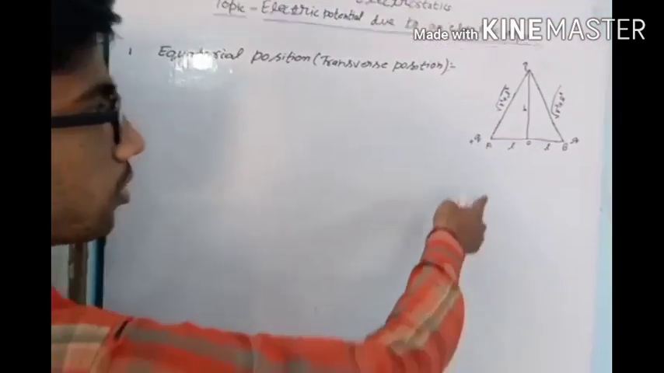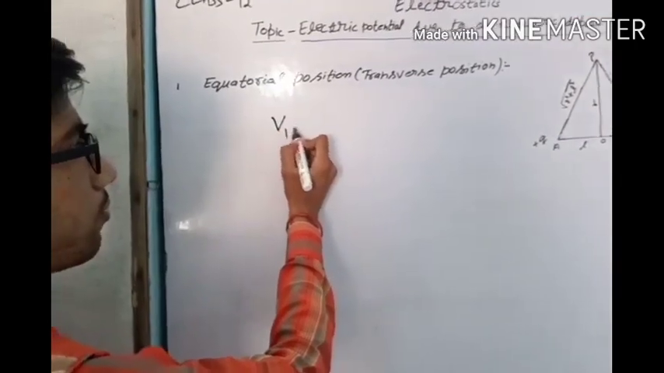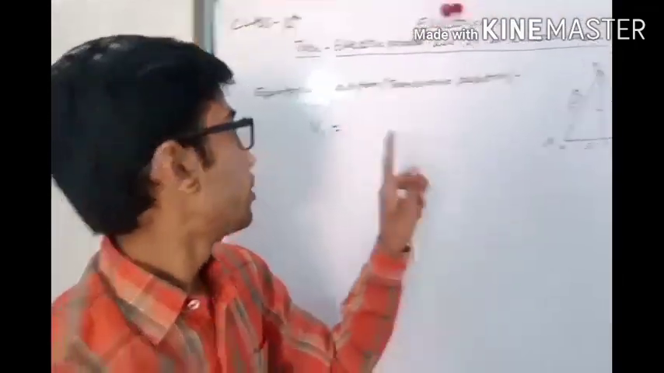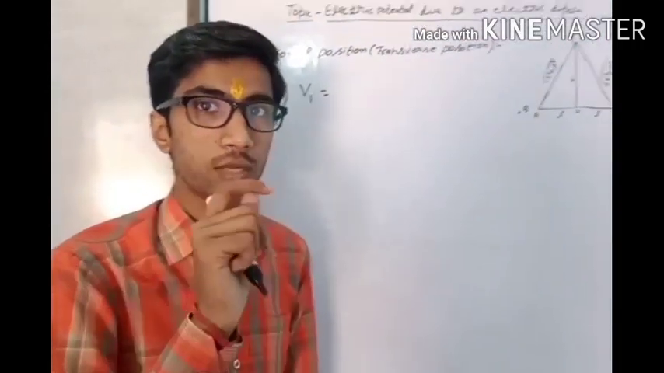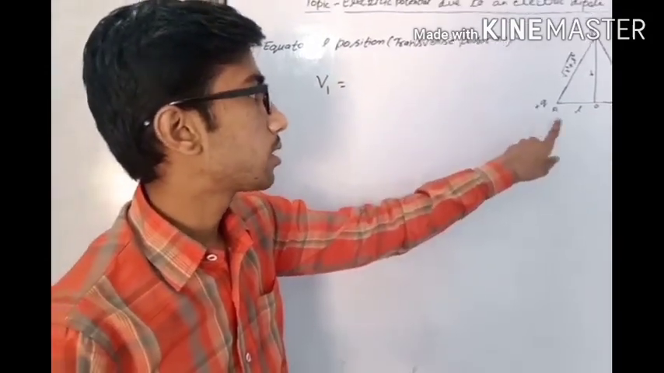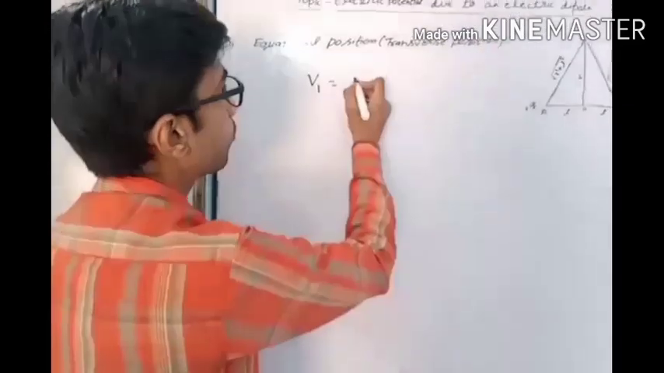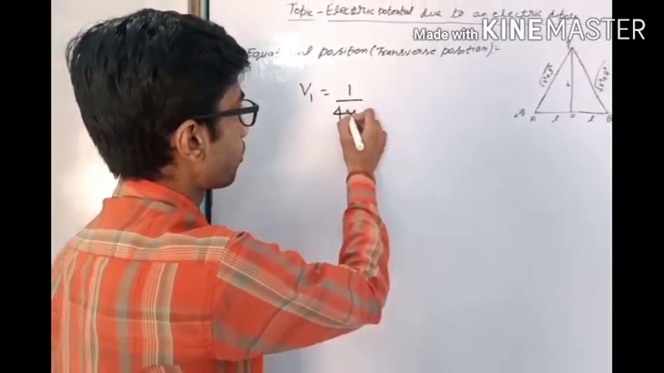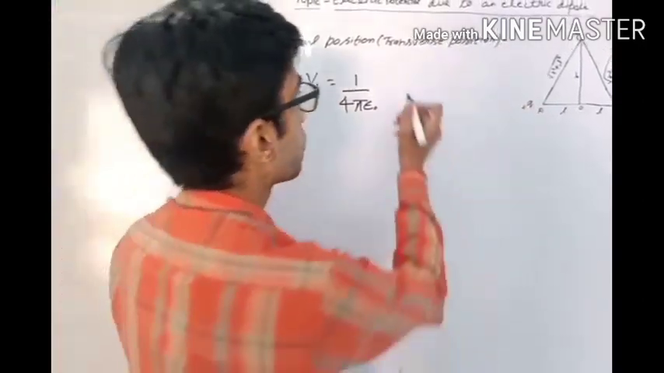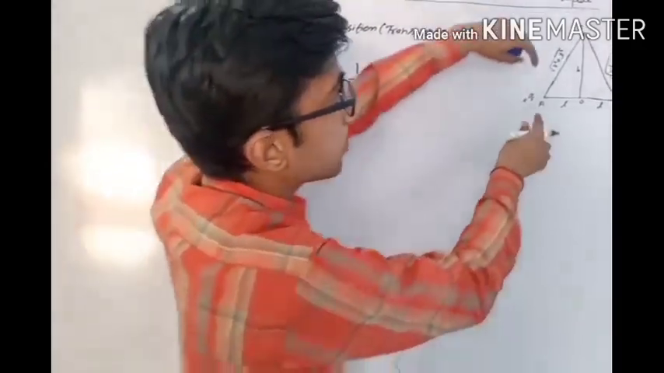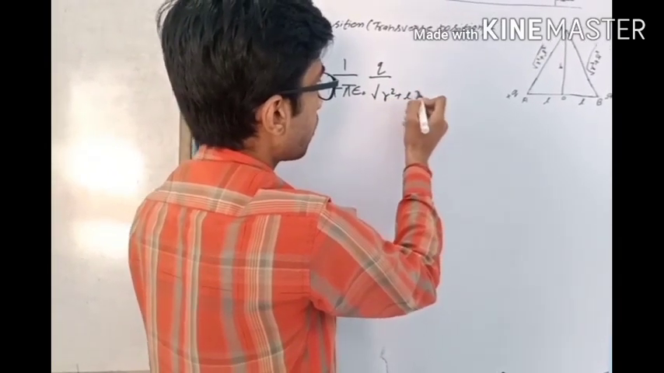First of all, the potential due to the positive charge at point P is simply V1 equal to, since potential is scalar, you have to use sign. You have to put the sign of the charges as well, because it is scalar. So 1 over 4 pi epsilon naught, Q over distance. The distance is under root R square plus L square.